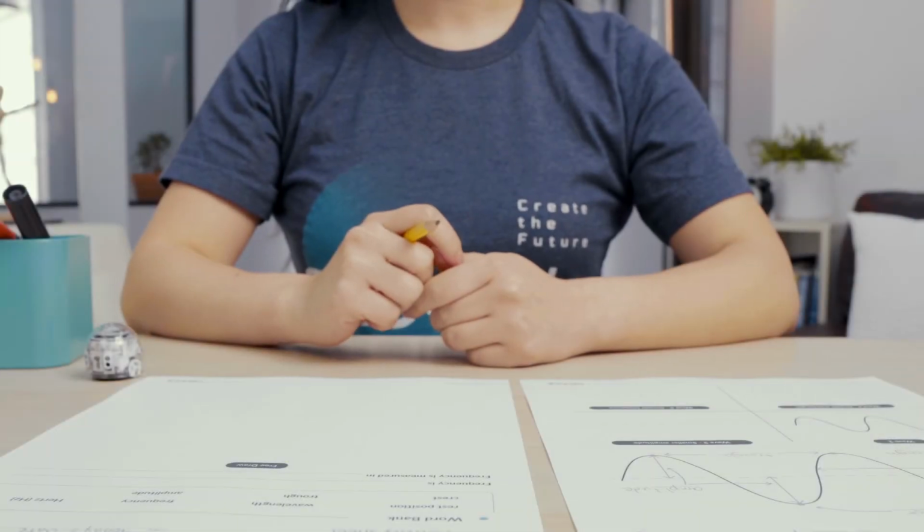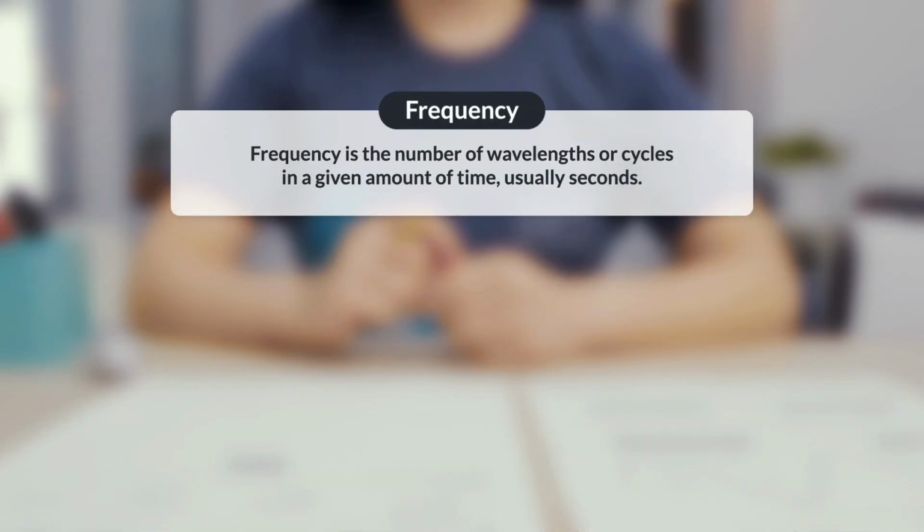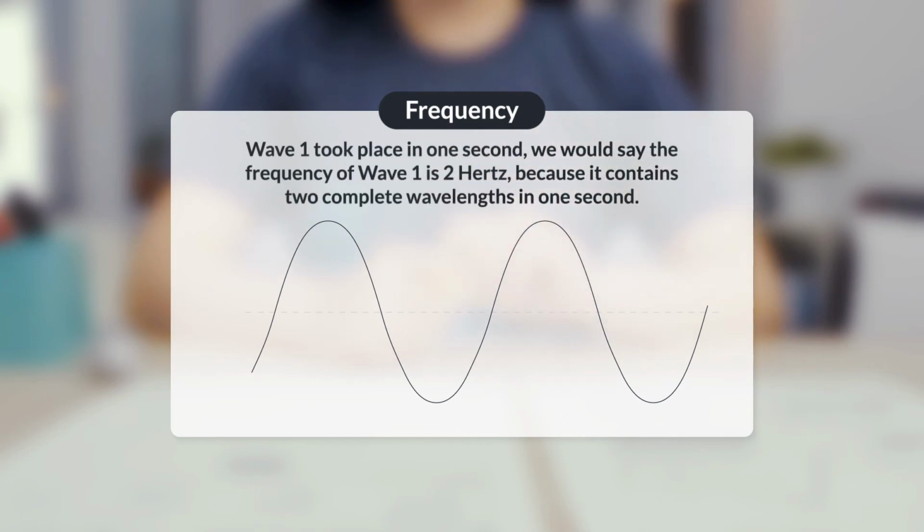Our last vocabulary word is frequency. Frequency is the number of wavelengths or cycles in a given amount of time, usually in seconds. We can call this measurement cycles per second, but more often the measurement is called hertz, abbreviated Hz. If wave 1 took place in 1 second, we would say the frequency of wave 1 is 2 hertz because it contains 2 complete wavelengths in 1 second.